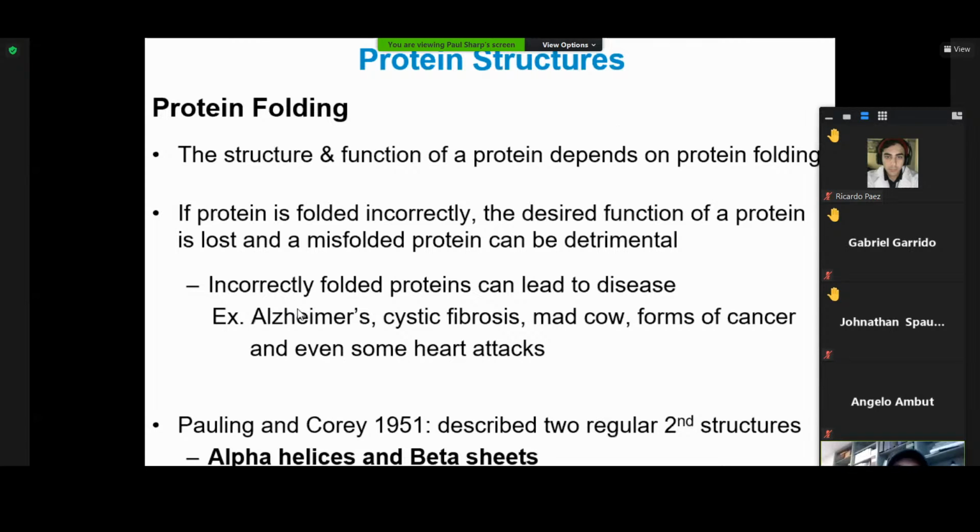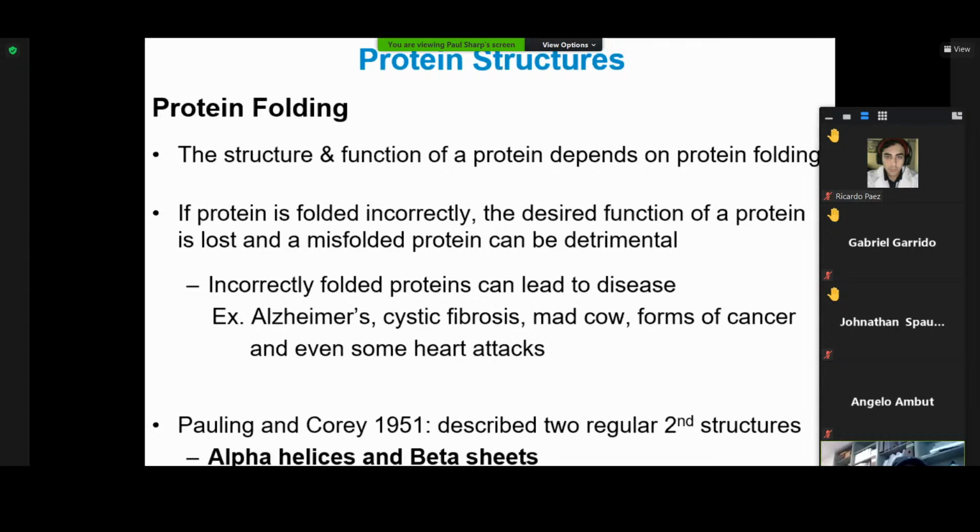Other proteins that, when folded incorrectly, are associated with disease would be, for example, Alzheimer's. It's thought that some of the proteins, like the amyloid plaques, might be because of incorrect folding. Cystic fibrosis, mad cow with prions, improper folding, different forms of cancer, and even some heart attacks could be because of incorrectly folded proteins.